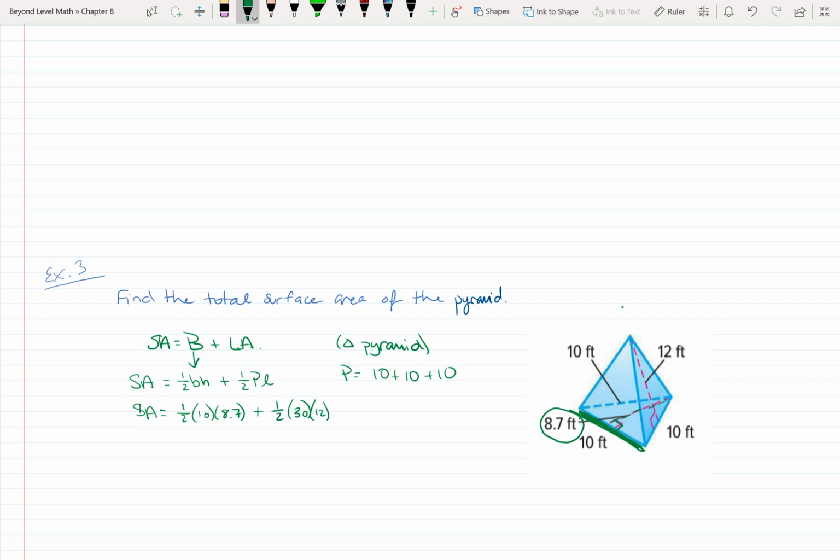Alrighty, so 1/2 times 10, we get 5 times 8.7. We get 43.5 plus 15 times 12, because 1/2 times 30 is 15. We get 180. And 43.5 plus 180, we should get 223.5 feet squared.